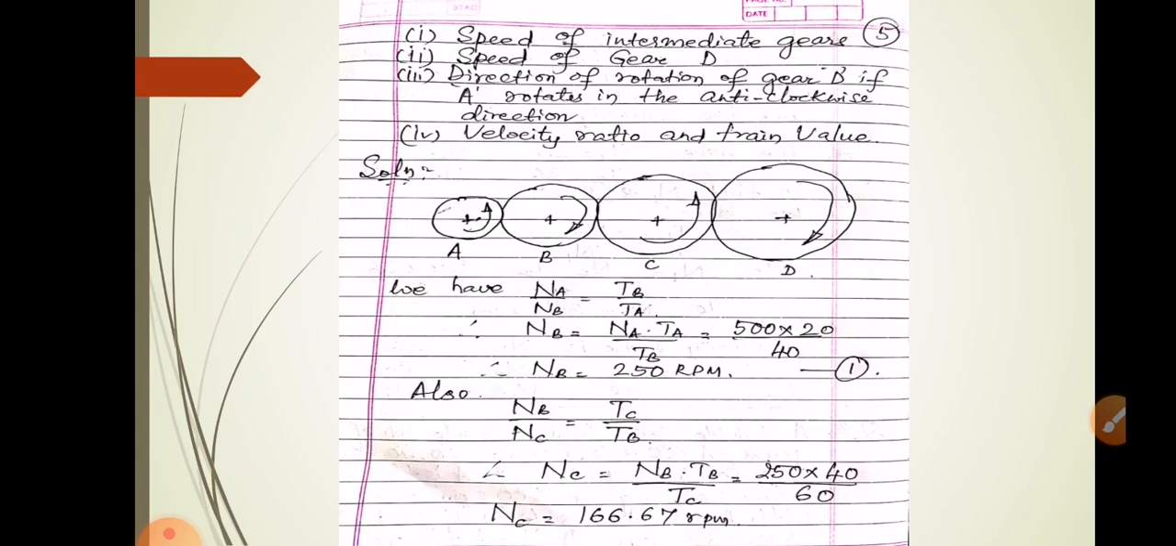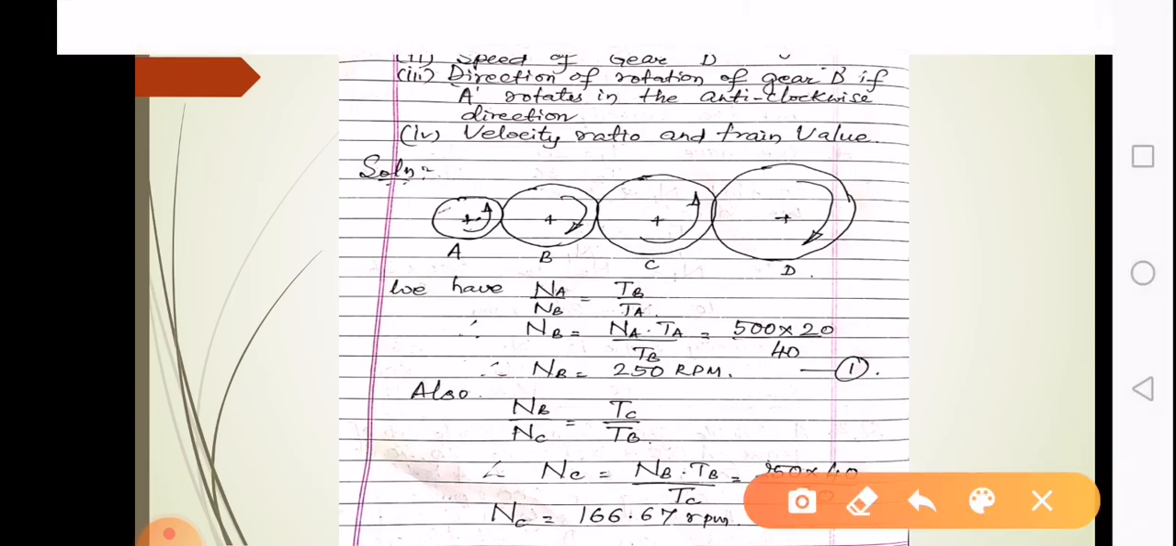So first we will draw the arrangement. We need to draw it proportionately, because A has the minimum number of teeth and D has maximum number of teeth, and it is progressively increasing. So once we do this, we can find out NA by NB is equal to TB by TA. So using this, we find out what is NB. NB is equal to 250 rpm. That is, the speed of the intermediate gear B is 250 rpm.